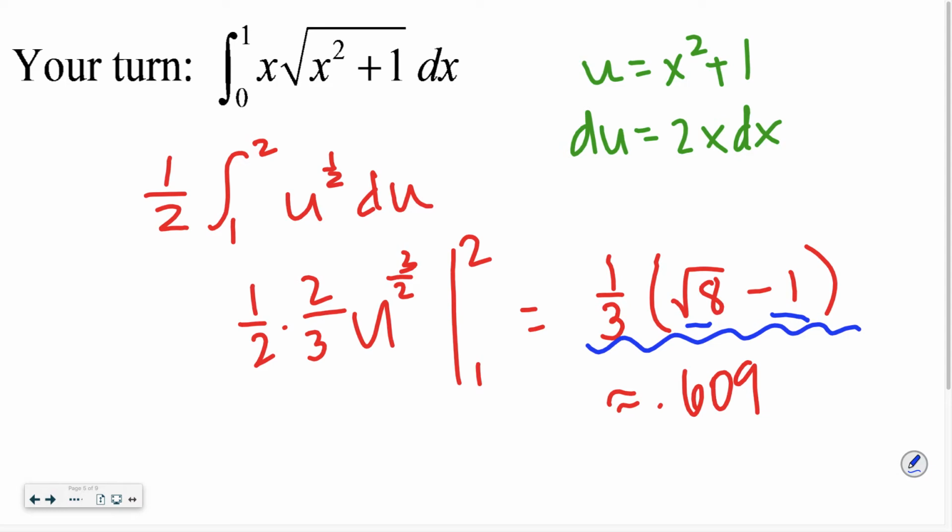All right, so in our last 10 minutes, I want to talk about something called average value. Okay, remind me, what are we finding when we take a definite integral?